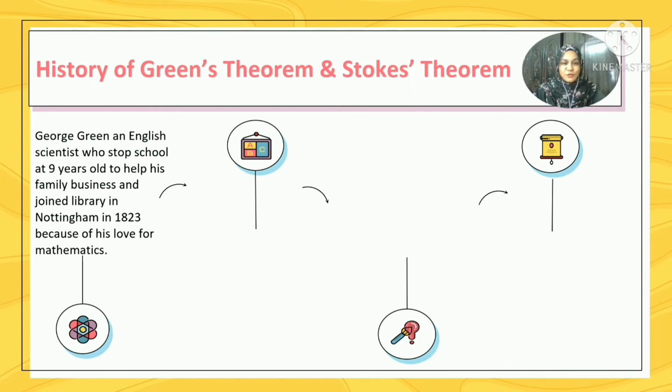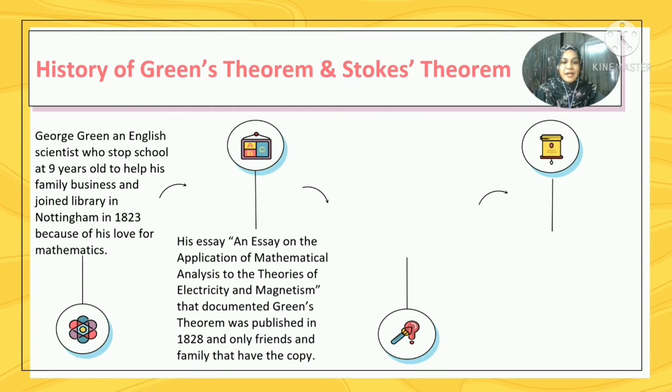He only went to school at the age of 8 years old and stopped at the age of 9 years old because he needed to help his family business. Next, because of his love for mathematics, he then joined a library in Nottingham in 1823.